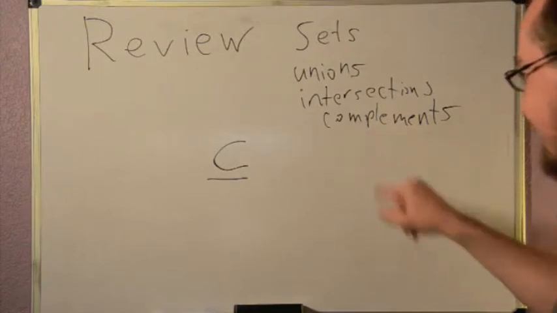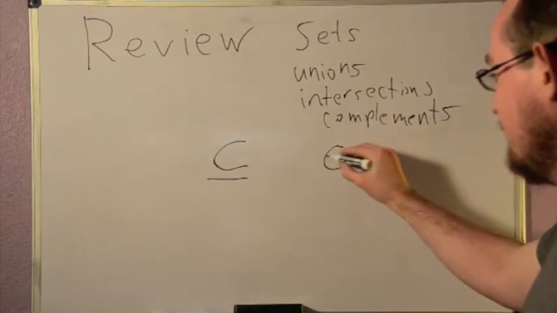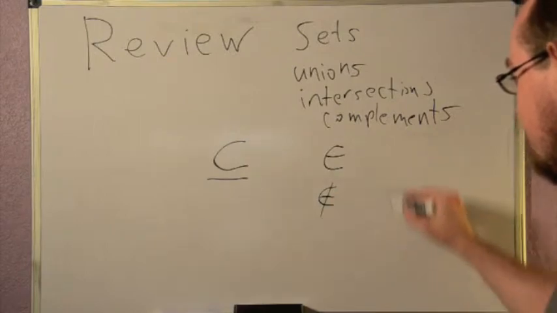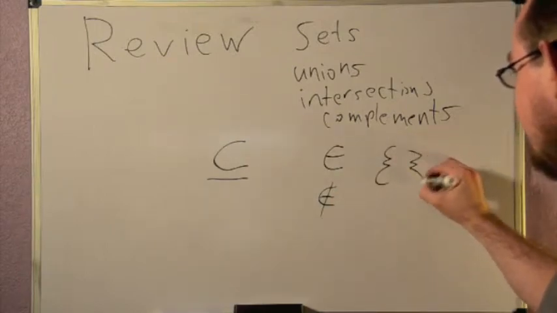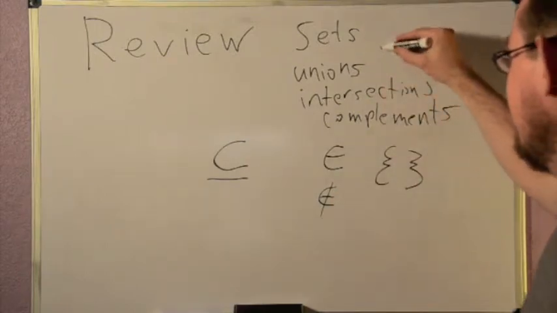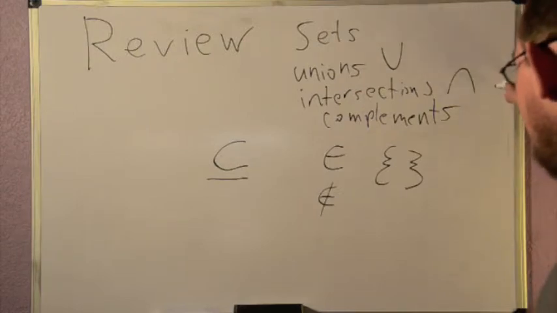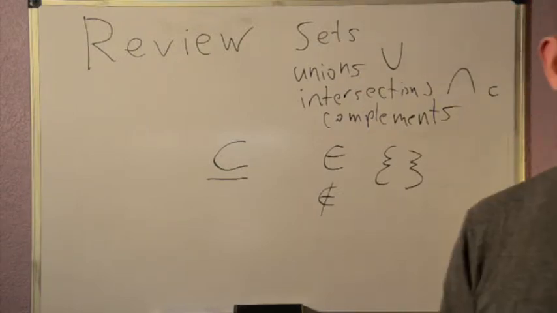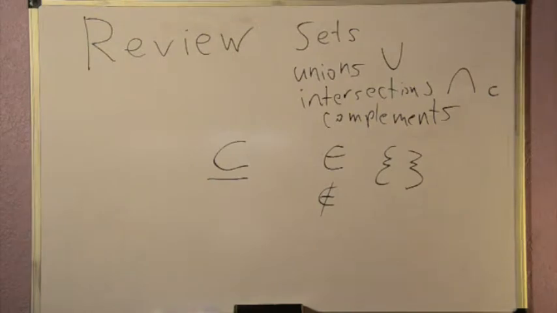Oh, okay. And we also had the element symbol and the not element symbol, the set brackets, and then the union, and then the intersection, and then the complement was a little c, right? Is that starting to all rush back into memory? Put the little c by the word complements.